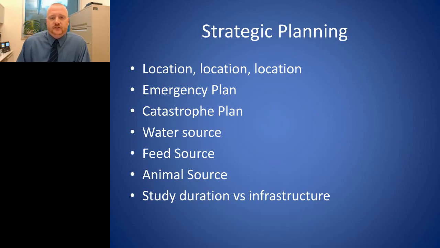So when we talk about strategic planning, the first thing, like everything else, is location, location, location. We're also going to talk about emergency plans and then a catastrophe plan and what the difference between those two things is. We'll talk a little bit about water source and where we can get water for our animals, and where we are going to get our feeds, and what kind of different variations in feed sources we have available to us. And then again, where do you get your animals?